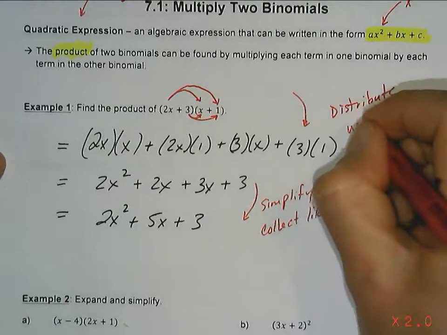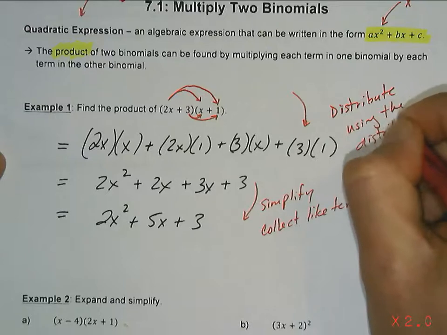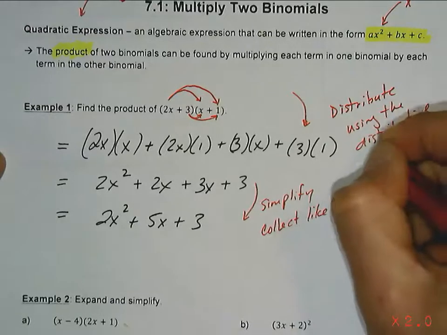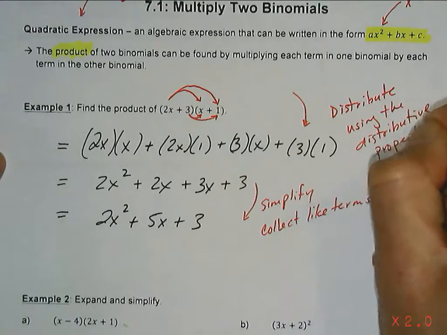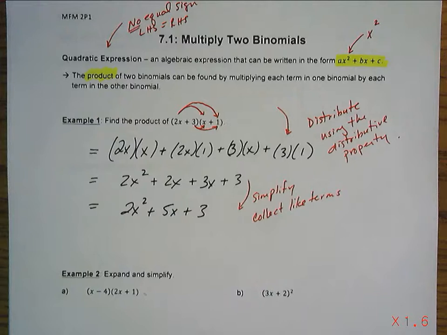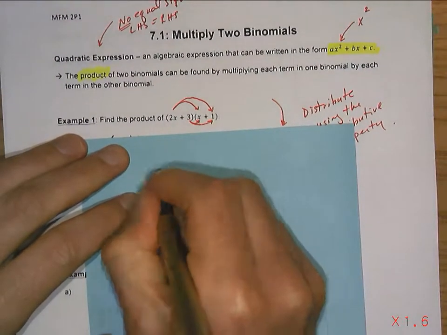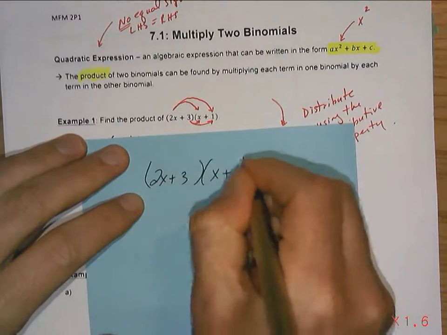So you distribute using the distributive property. And there you go. That's as hard as this gets. I'm going to pull the camera back a little bit so I have a little bit more writing room. Okay. Something I'd like to throw out here just for a minute. I think it might be worthwhile for us to look at this. Let's go back to this original question, 2x plus 3, x plus 1.